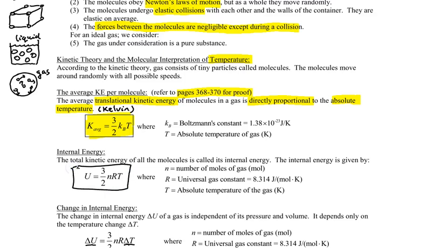U equals 3/2 nRT. Since we need to account for all of the molecules, we need to use the number of moles, n, then the universal gas constant, R, and then the temperature in Kelvin. Notice that there's nothing else besides moles and temperature that really affects the total amount of internal energy in a gas. Now, the other thing I want to point out with this too is this formula really only works for one type of molecule.